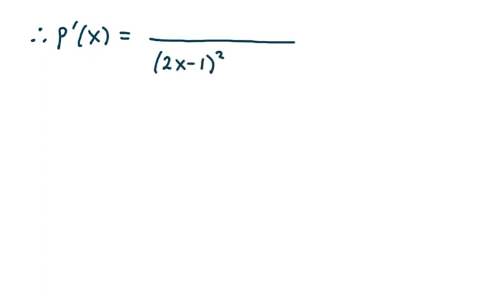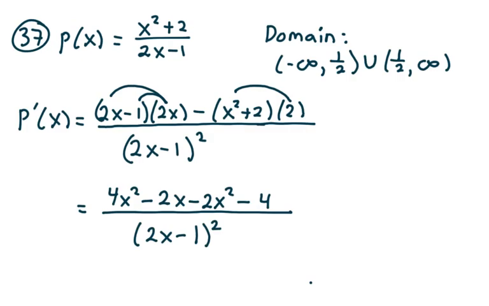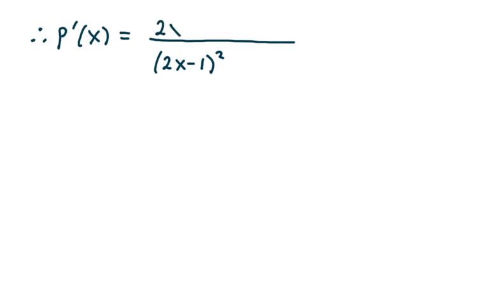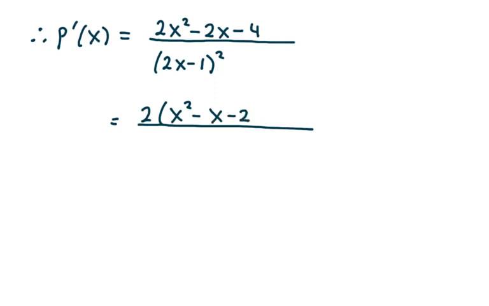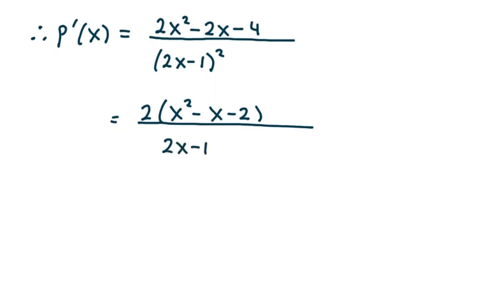So therefore, P prime of x is, now the denominator is (2x minus 1) to the second. The numerator is 2x squared minus 2x minus 4. And I'm going to factor out a 2 from the numerator, and I'm going to get x squared minus x minus 2. And in the denominator, I get (2x minus 1) to the second. So we're doing a little bit of work here, but it's going to pay off shortly.